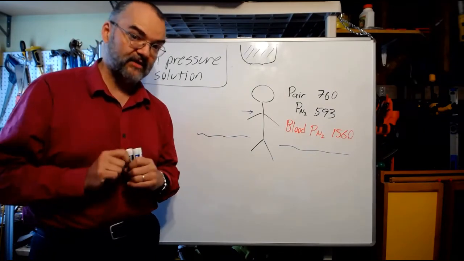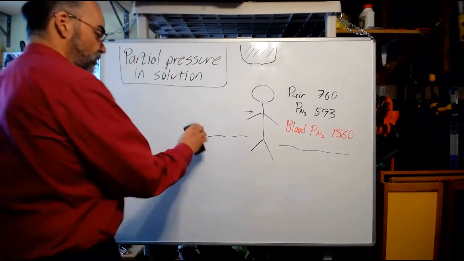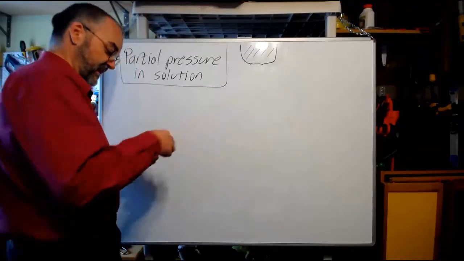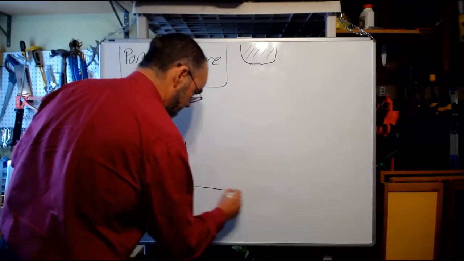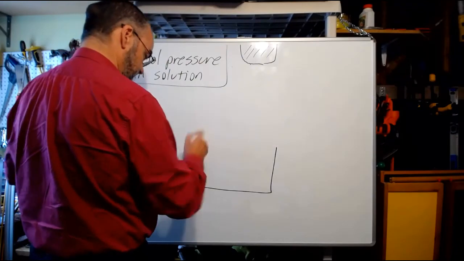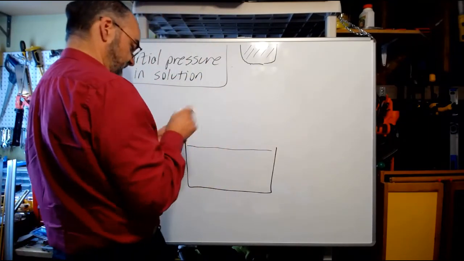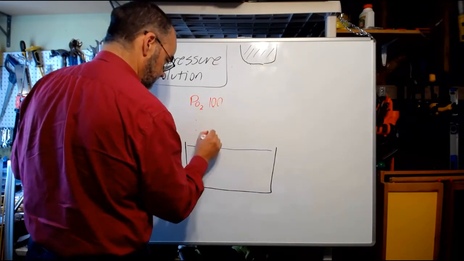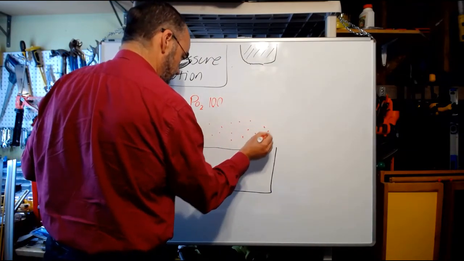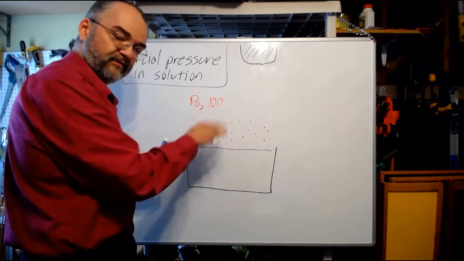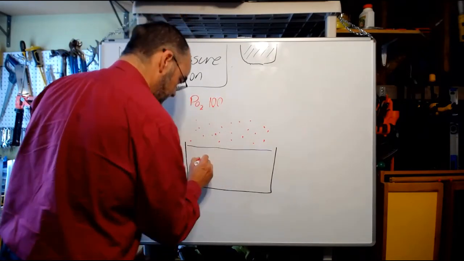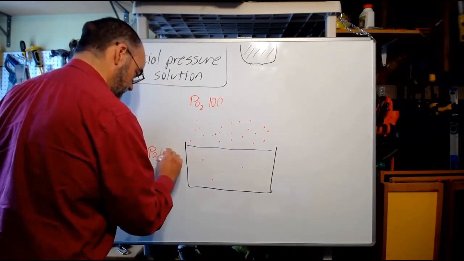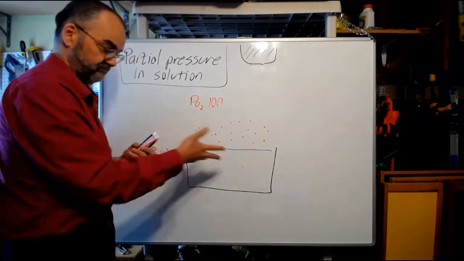However, there's one more thing about this I want to talk about, which is that partial pressure in solution is even a little more complicated than that. So let's go back to our bucket. Go back to our gas mixture that had a PO2 of 100. And let's say we allow that to reach equilibrium. So I dissolve a little bit of oxygen in here, and I have a PO2 in solution of 100. So far, so good.